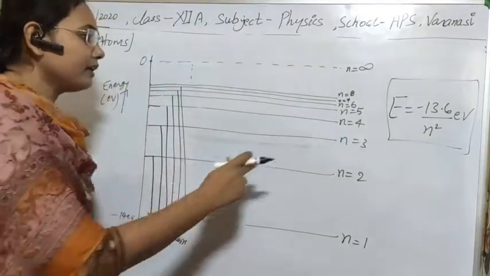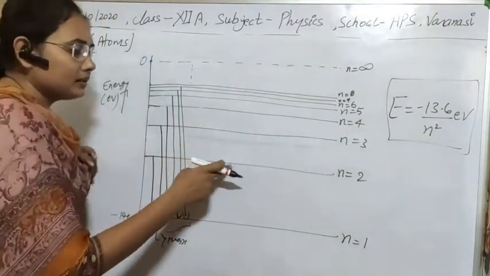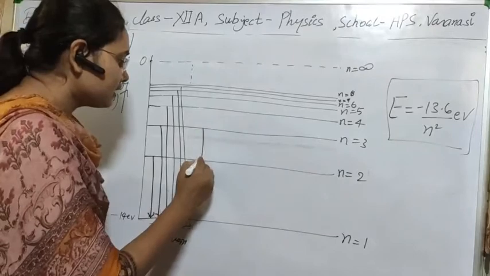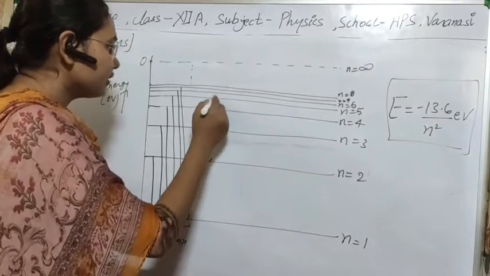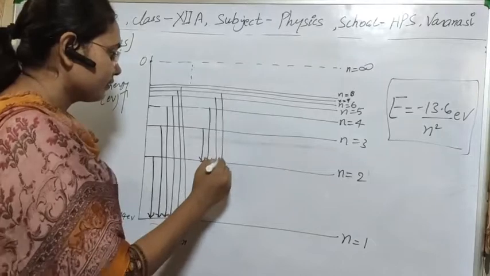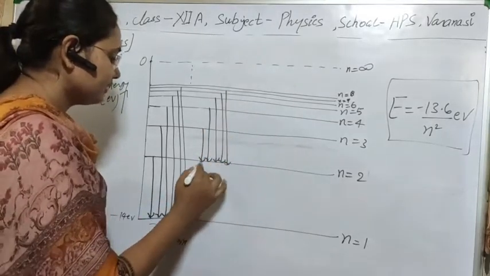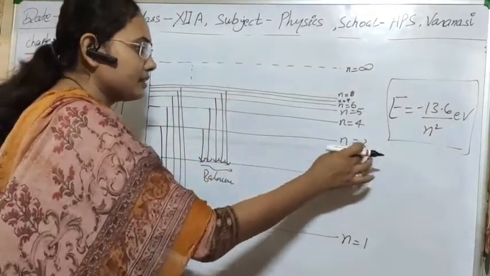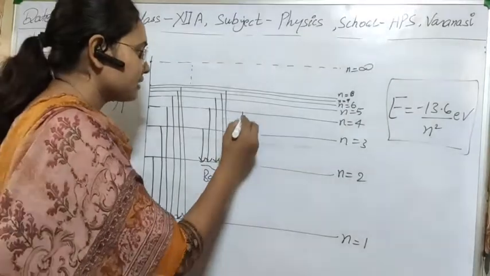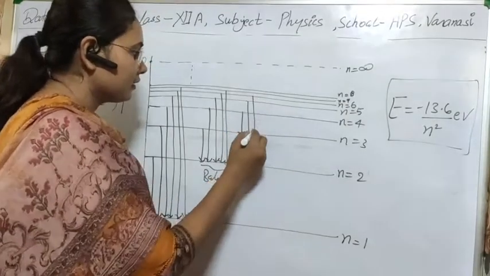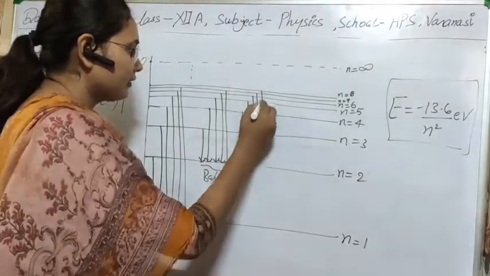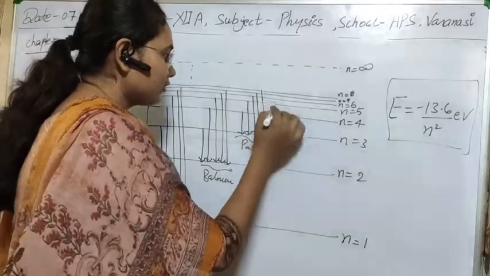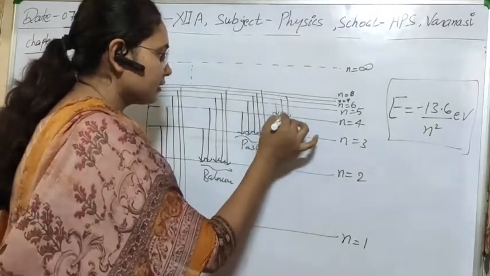Similarly, in the same way, if an electron makes a transition from higher states to the lower state n equal to 2, then we get the Balmer series. For the Balmer series it will be like this. This is the Balmer series. Again, if the destination is n equal to 3, we get the Paschen series. This is Paschen. And if n equal to 4, then we get the Brackett series.